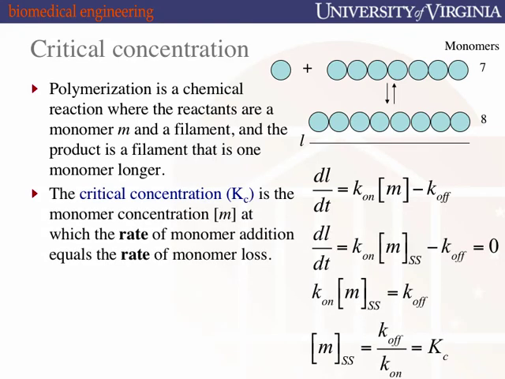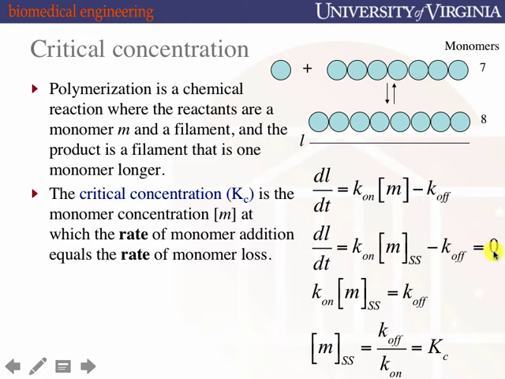All right. So we can define the critical concentration as the monomer concentration at which the rate of monomer addition equals the rate of monomer loss. This is just what we talked about. The critical concentration is the point at which we have steady state. Does that make sense? So we're losing monomers as fast as we're gaining monomers on that polymer. Okay, so if the polymer length is not changing, that means dL/dt, the change in length per time, equals 0. So we're going to do that here.